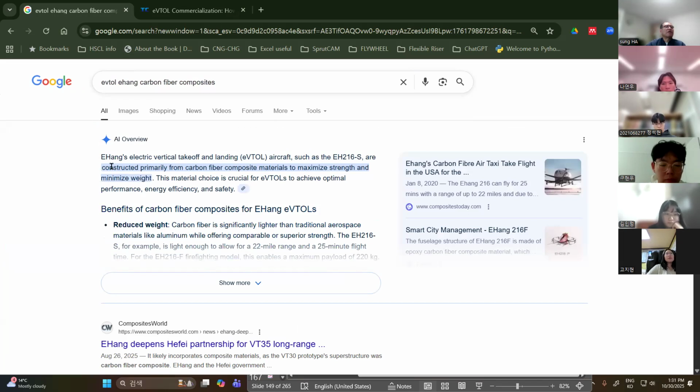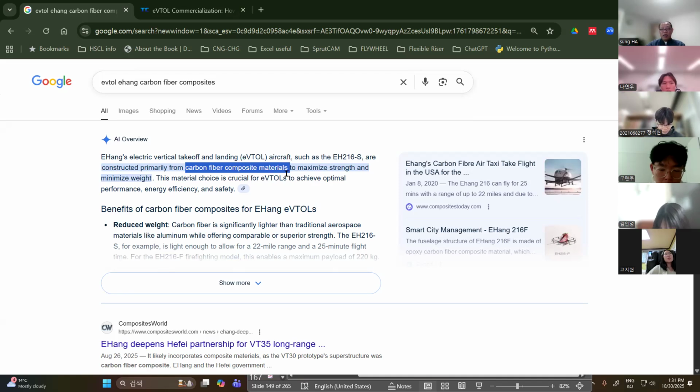E means electric, Hang means Hanghe in Chinese. Yihang's electric vertical takeoff and landing eVTOL, such as the EV216S, are constructed primarily from carbon fiber composite materials, which is very light and very strong.